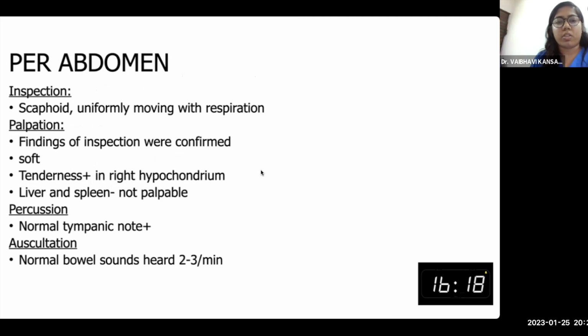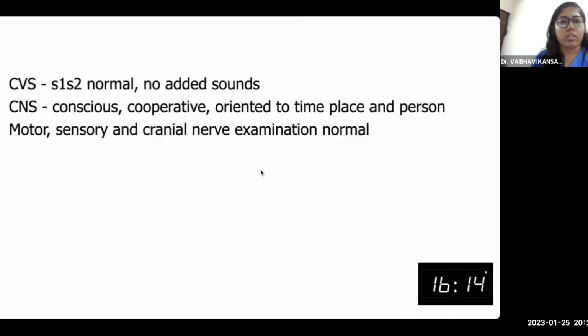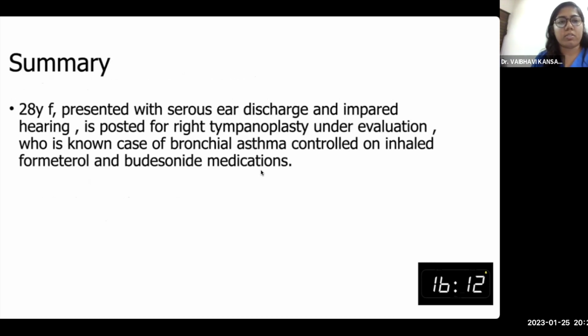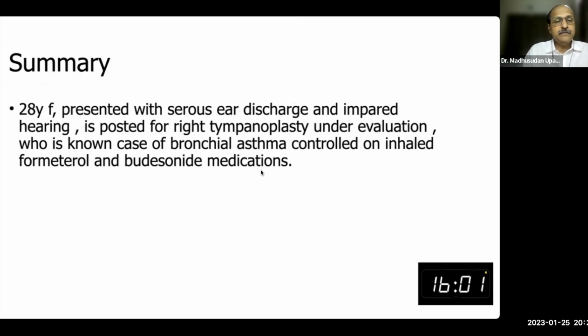Abdominal examination is normal, no abnormality detected. The CVS examination was also normal. When you do a short case in an exam, you are supposed to give only the positive findings. You don't even have to bother about the detail, even if it's a system involved. You are not expected to give all the details. Only the positive findings, and it should be over in 2 minutes flat.